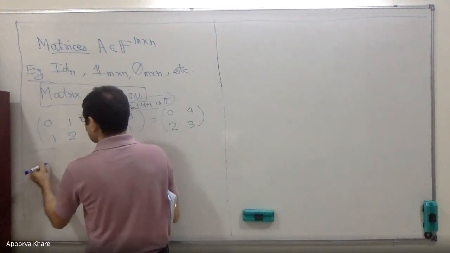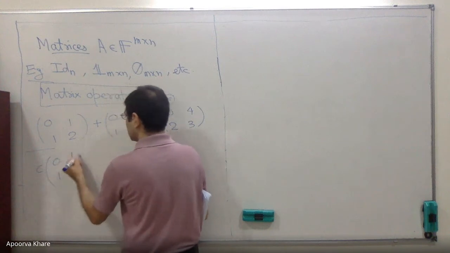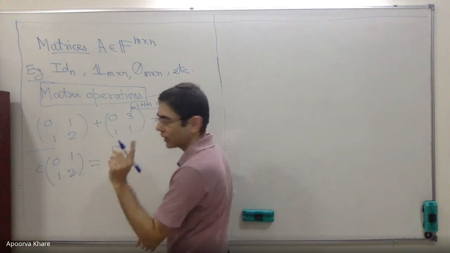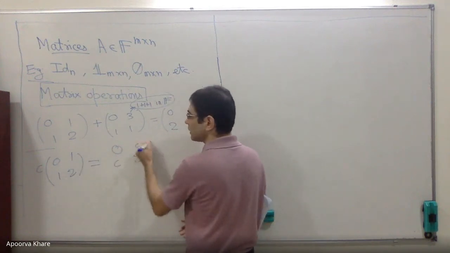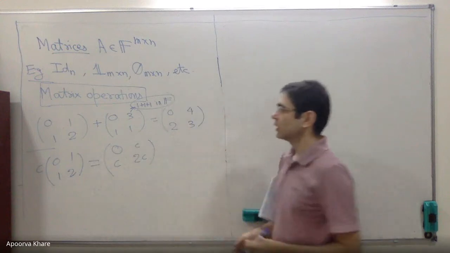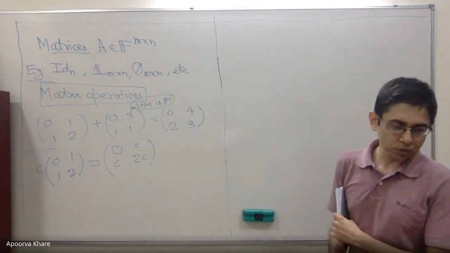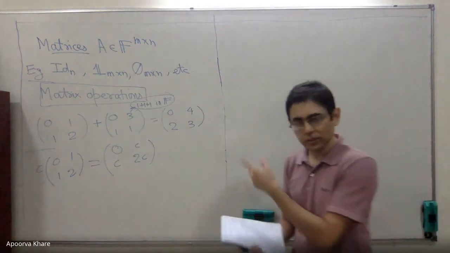Another operation is scalar multiplication. C times, let's say, 0, 1, 1, 2 is 0, 1, C, 2C. Anything times 0 is 0, that's homework 1. And 2C just means C plus C. So addition, scalar multiplication. There are some other things like transpose, which I don't think I've defined yet, so I will define the transpose later today.